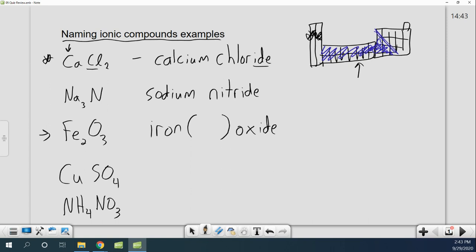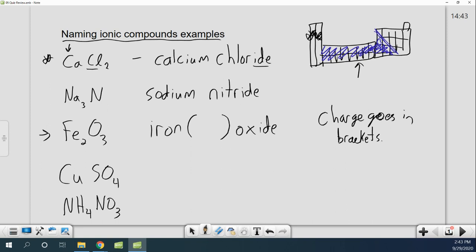Okay, so what goes in the Roman numerals is very important. You don't put the number of atoms. You do not do that. You put the charge on iron. Charge goes in the brackets. I guess technically they're parentheses, but whatever. Charge goes in the brackets.